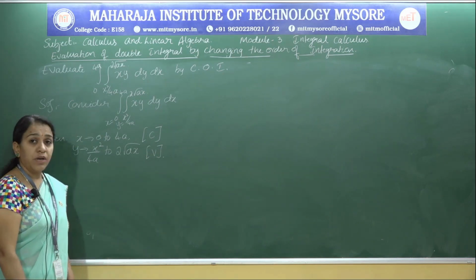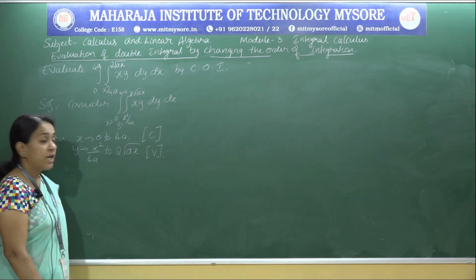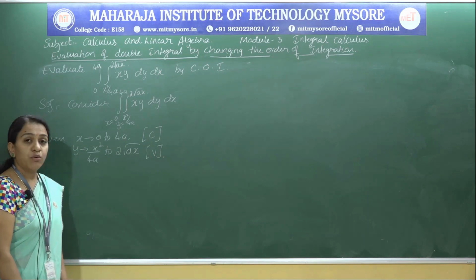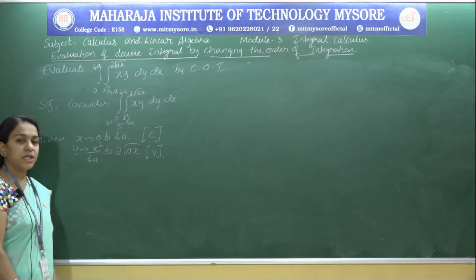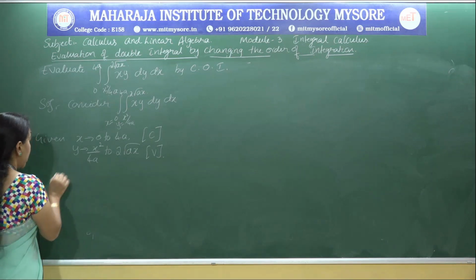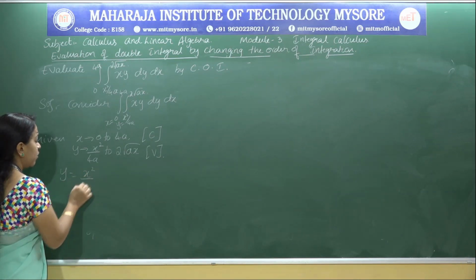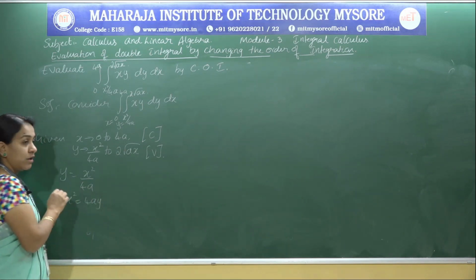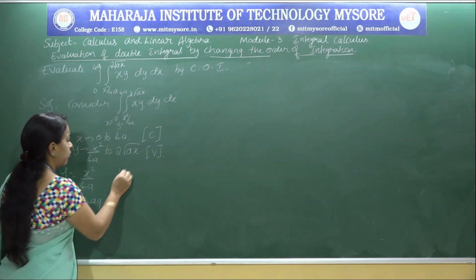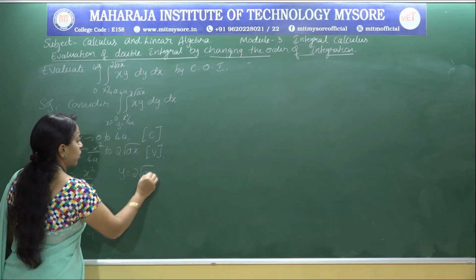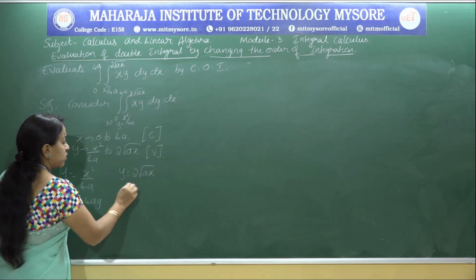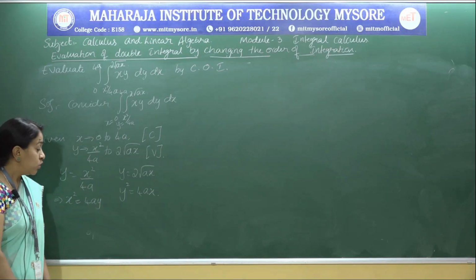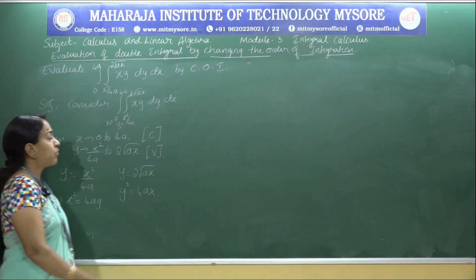Okay. So what is our aim? We should change our x as a variable limit and y as a constant limit. So to obtain that, we should represent the given curve. So what is this curve? y equal to x square by 4a is nothing but x square equal to 4ay. Yes, it is nothing but a parabola. Another one, y equal to 2 times of root of ax is nothing but y square equal to 4ax. Of course, this is also a parabola. So we should represent the parabolas.